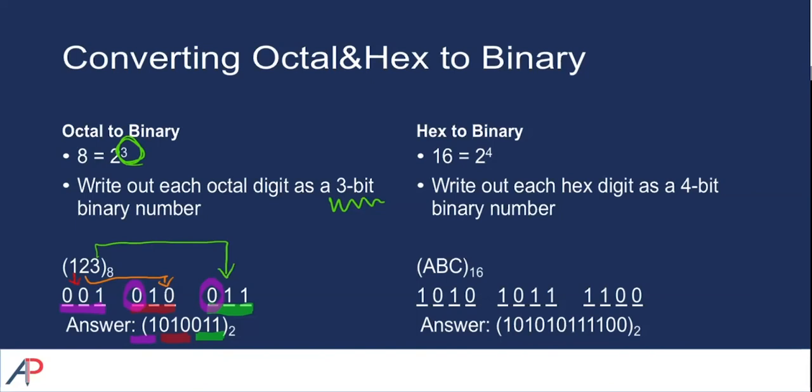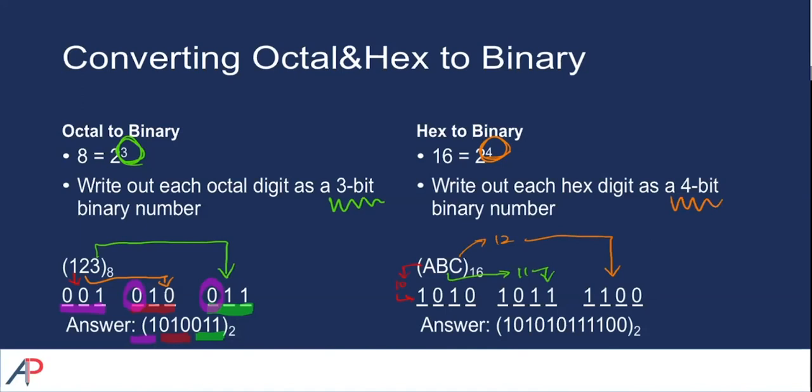When we do hexadecimal to binary, it's the same exact concept, except because this is 2 to the 4th power, we want to write it out as a 4-bit binary number as opposed to a 3-bit binary number as it was done in octal. So we have C. Remember, C is normally 12. So 12 as a 4-bit binary number is 1100. We had B, which is normally 11, written out as a binary number is 1011. And we have A, which is normally 10, written out as a binary number is 1010.